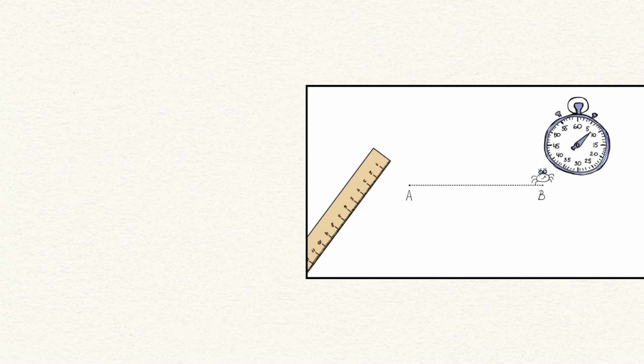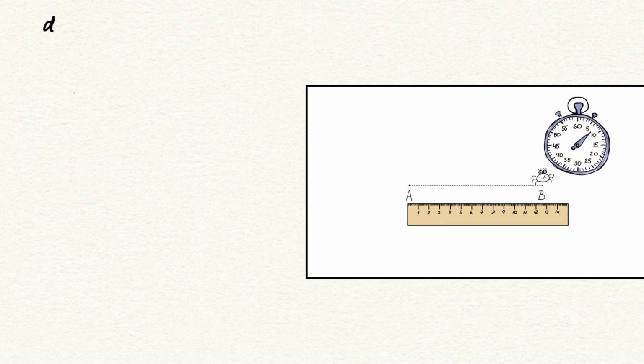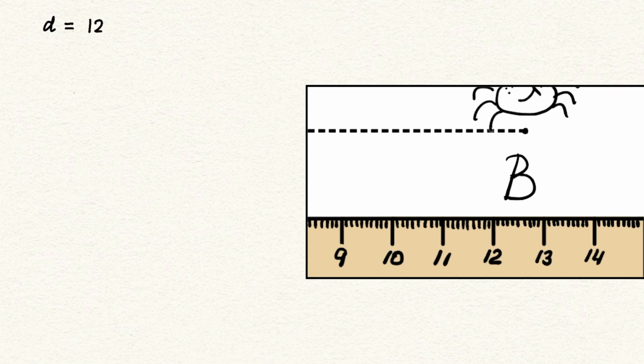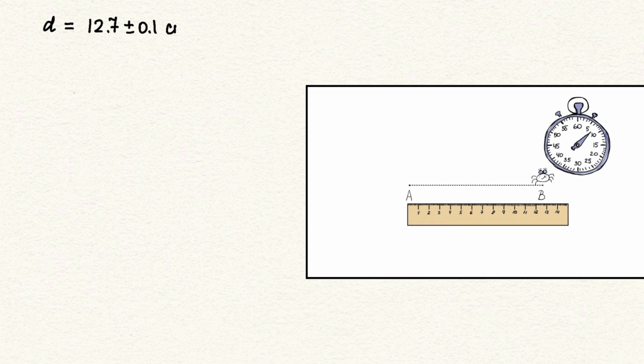Let's say we have this little spider going at a constant velocity from point A to point B. What we can do is measure the distance between point A and point B. And we can also time our spider and see how long it takes for him to go from point A to point B. So let's say the distance which the spider traveled was 12.7 plus minus 0.1 centimeters, and it took him about 7 plus minus 1 seconds to reach point B.